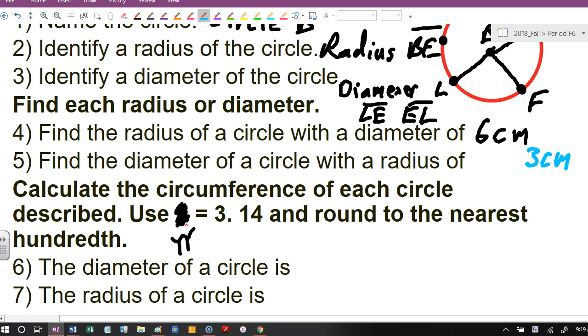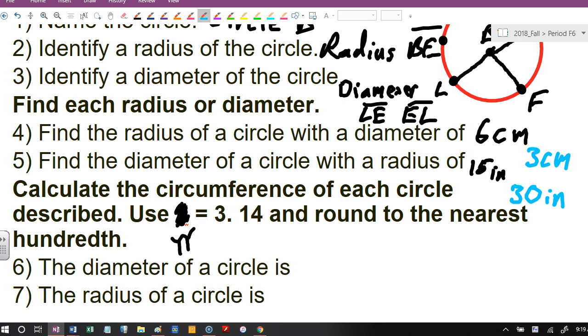Write this down on your paper. Find the diameter of a circle with radius of 15 inches. What would the diameter be? 30, because it's double. Be careful: radius is the smallest one, the one that's only from the center going out.